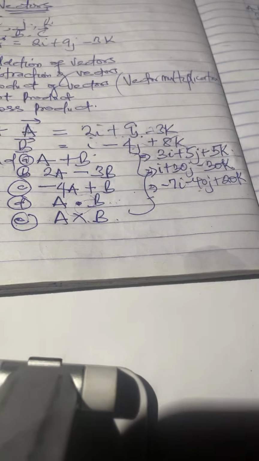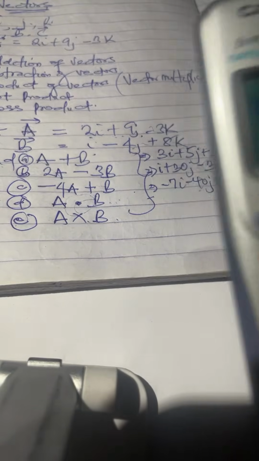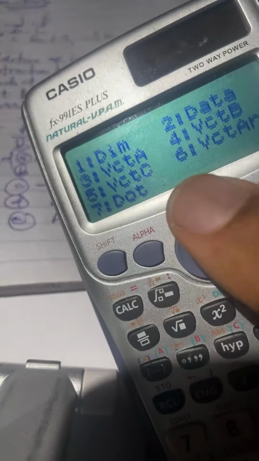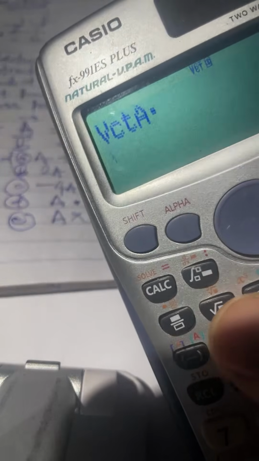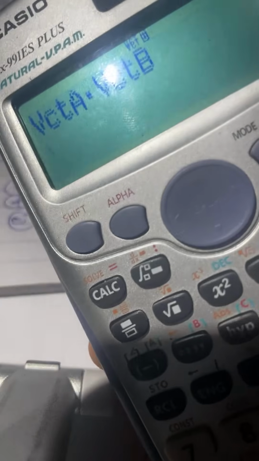Now A dot, like I said, bring vector A, which we did. Then how do you get dot? Press shift, then press 5 again to bring dot. Dot is number 7, so press 7. You can see dot here. Then bring vector B, press shift, press 5. Vector B is number 4, so press 4. So this is vector A dot vector B, so press equal to. What are you having? Minus 58. That's your answer.